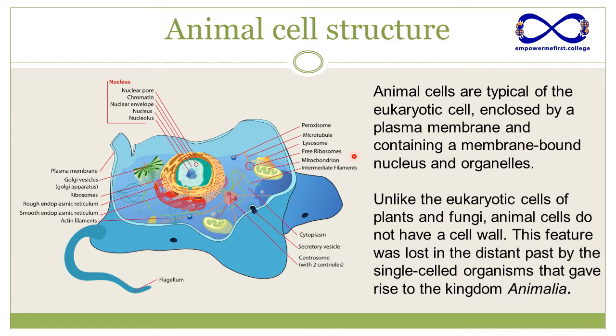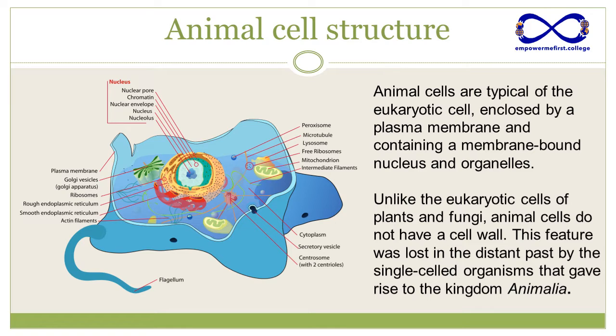So as I told you before, animal cells, so eukaryotic cells, are typically enclosed by a plasma membrane. Here in this case, this is our plasma membrane, containing a membrane-bound nucleus and organelles. So this is my membrane-bound nucleus, and those are all my membrane-bound organelles. Unlike the eukaryotic cells of plants and fungi, animal cells do not have a cell wall. This feature was lost in the distant past by the single-celled organism that gave rise to the kingdom Animalia.